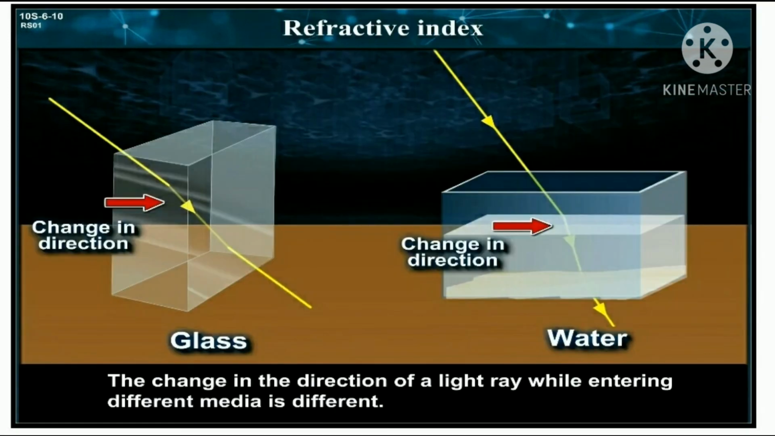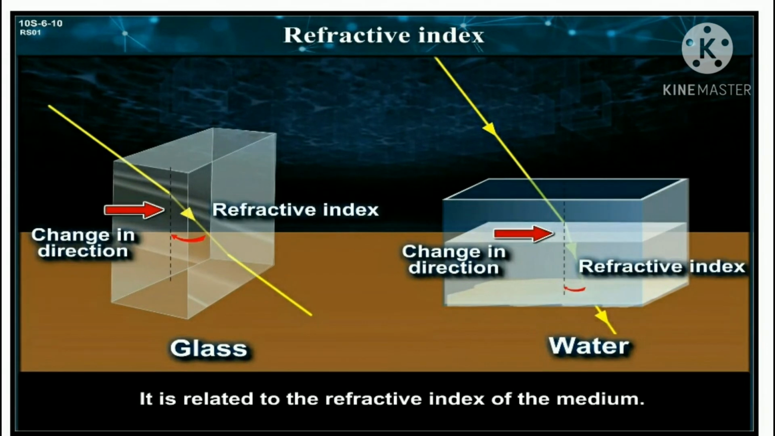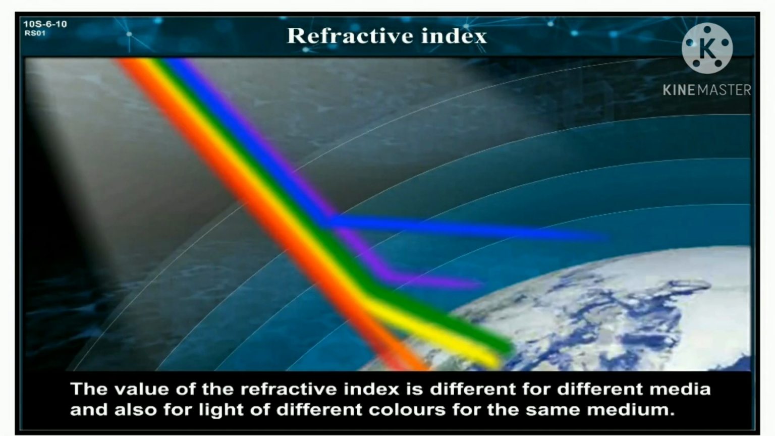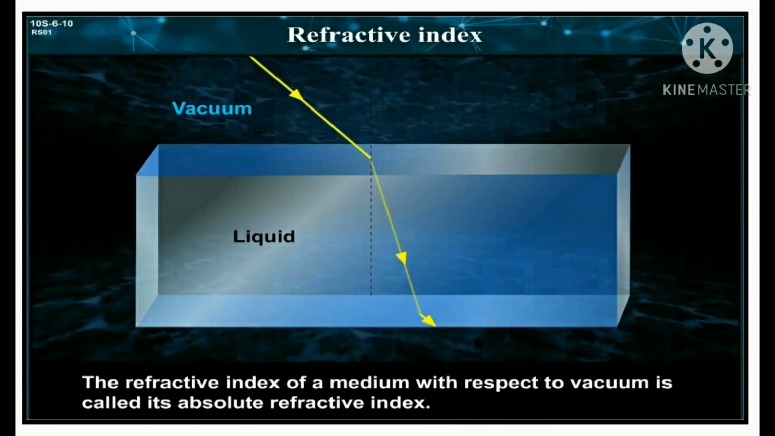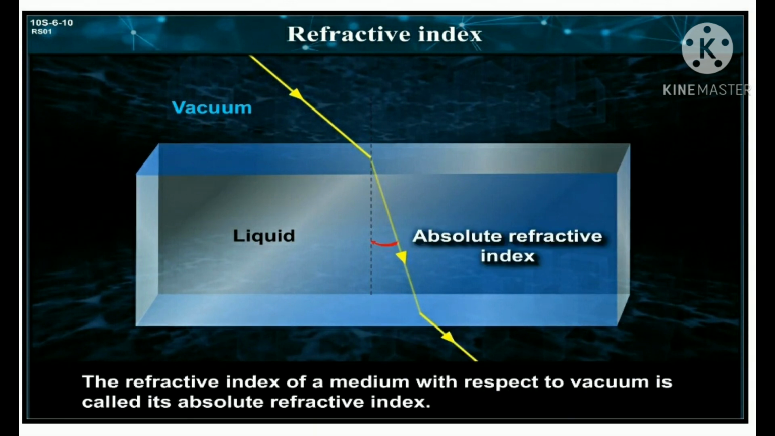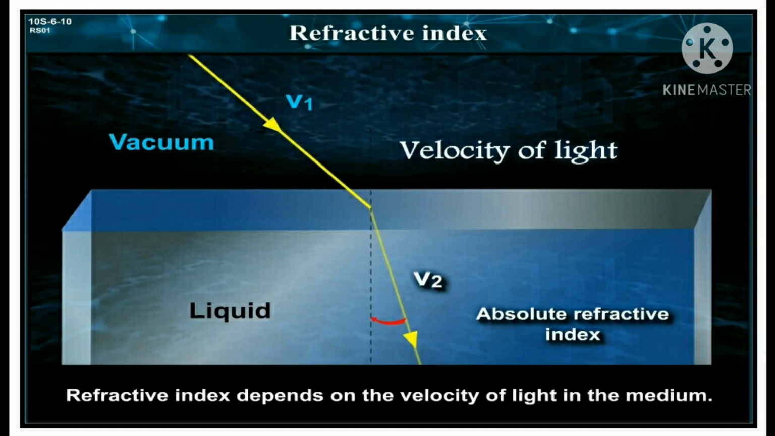Let us see refractive index. The change in the direction of the light ray while entering different media is different. It is related to the refractive index of the medium. The value of the refractive index is different for different media, and also for light of different colors for the same medium. The refractive index of a medium with respect to vacuum is called its absolute refractive index. Refractive index depends upon the velocity of light in the media.